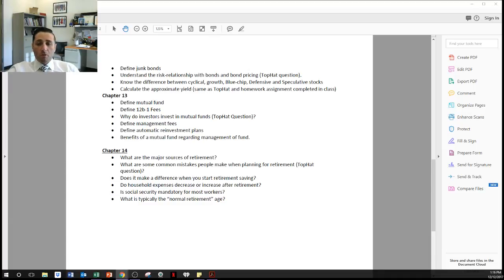So that's chapter 13. Let's go on to the last one, chapter 14 real quick. Chapter 14 states, what are the major sources of retirement? And again, that was a quad. I put that in a quad format on the top hat. It said government, pensions and retirement, Social Security, your earnings, right? All this different type of stuff.